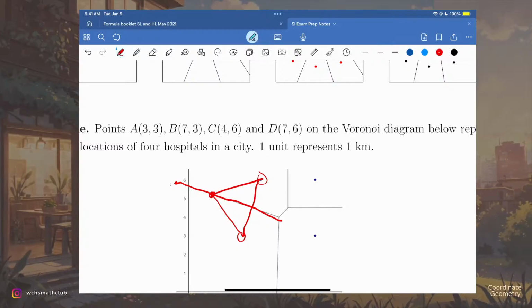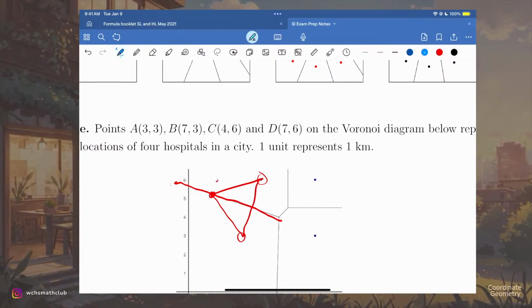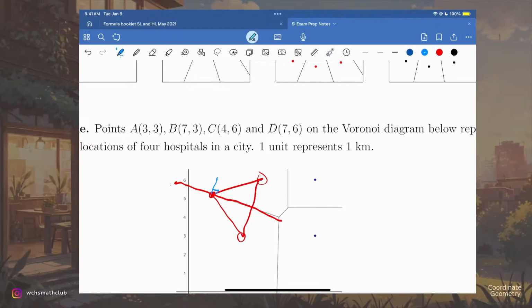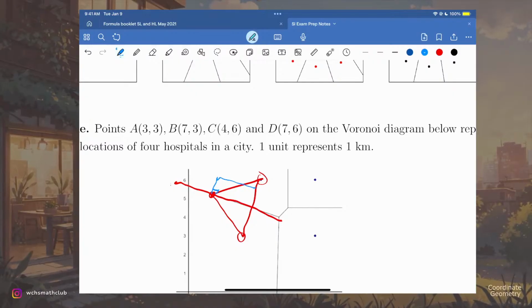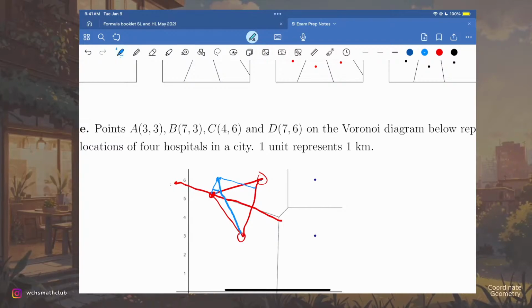And if you're on this side of the point, I'll use a different color. If you're on this side of the point, then you make a projection onto the bisector. You notice that the change in y is actually the same. But if you're on this side, by definition, the change in x to this point here is greater than the change in x here, so you're closer to this point.